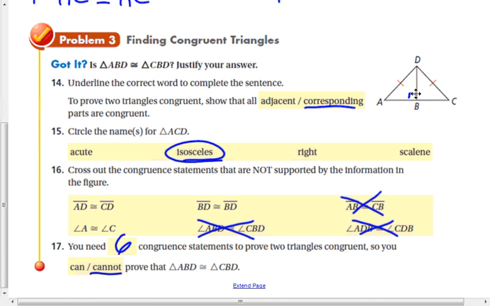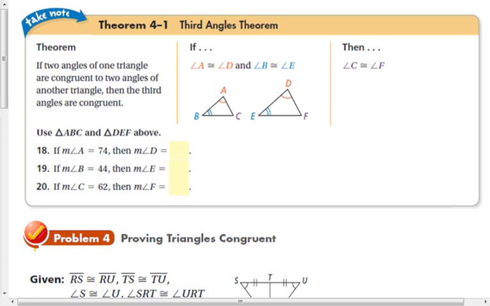So, all right, theorem 4.1, third angle theorem. If two angles of one triangle are congruent to two angles of another triangle, then the third angles are congruent. This would have been nice to help us in the last justification. So if the measure of angle A equals 74, then the measure of angle D equals 74. If the measure of angle B is 44, then the measure of angle E is 44. If the measure of angle C is 62, then the measure of angle F is 62 by the third angle theorem. So we have two angles that were already congruent, so the third one must be congruent.